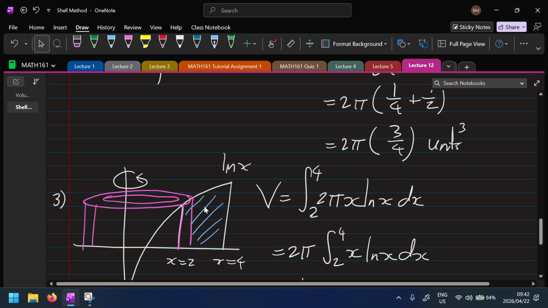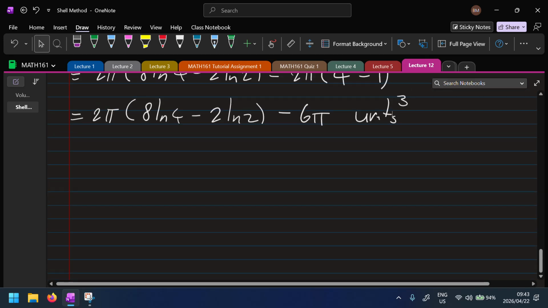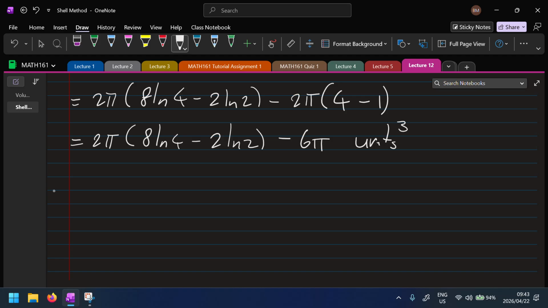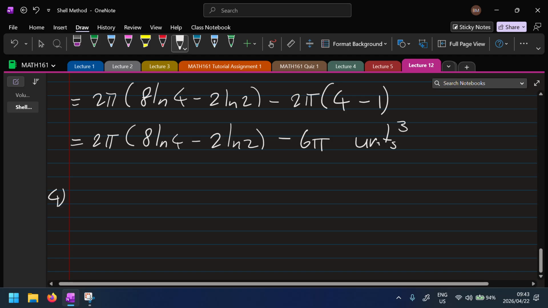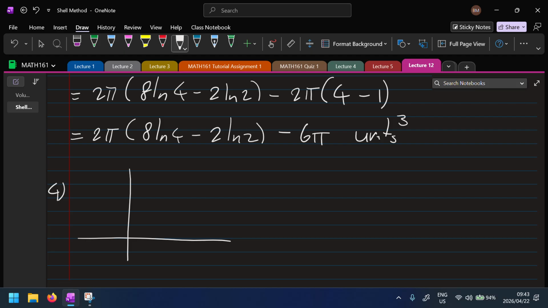Any questions for this one? All good. Okay, the last one, a little bit challenging. I'll leave that for homework for you to try. So this will be the shell method with a shifted rotation axis. Okay, like we did before with the washer method.